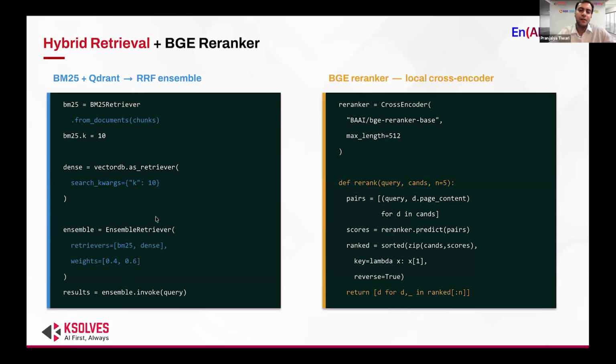Everything that I mentioned, it does behind the scenes. Same for BG Ranker, we use a cross-encoder model. This particular BG Ranker base is completely open source. It can be found hosted on Hugging Face, so you can download it locally and use that.